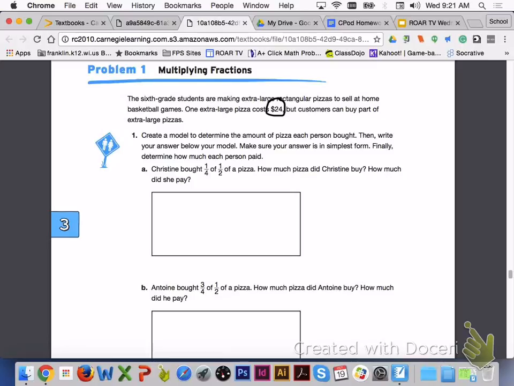Turn to page 188, problem 1, multiplying fractions. The 6th grade students are making extra large rectangular pizzas to sell at home basketball games. One extra large pizza costs $24, but customers can buy part of extra large pizzas. Number 1, for letter A, we are going to do together, and then for letters B through F, you will do those with your group members.